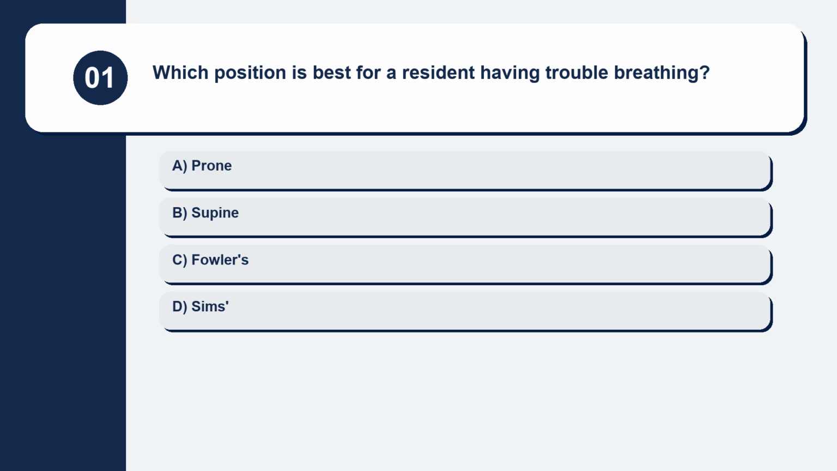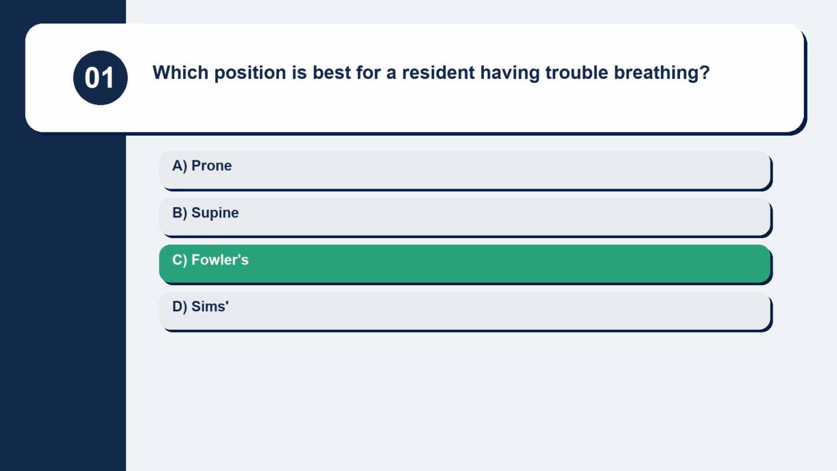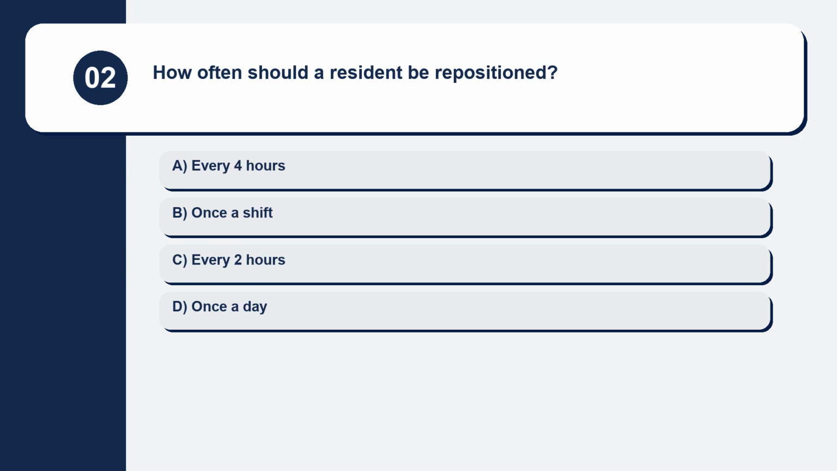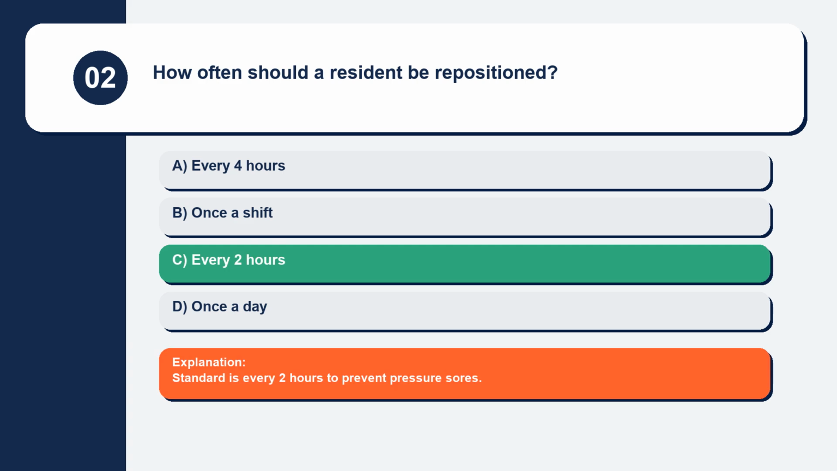CNA Practice Test 2025 Legal Ethical Behaviors, 25 Real Questions and Answers, Updated. Question 1. Which position is best for a resident having trouble breathing? Prone, supine, Fowler's, Sims. Fowler's, upright, aids lung expansion. Question 2. How often should a resident be repositioned? Every 4 hours, once a shift, every 2 hours, once a day. Standard is every 2 hours to prevent pressure sores.